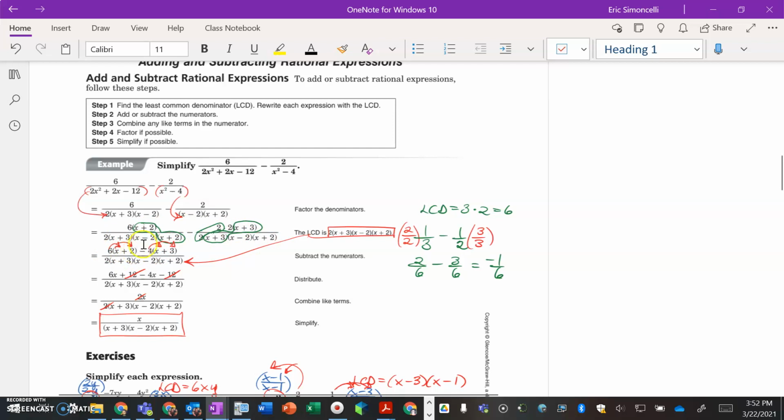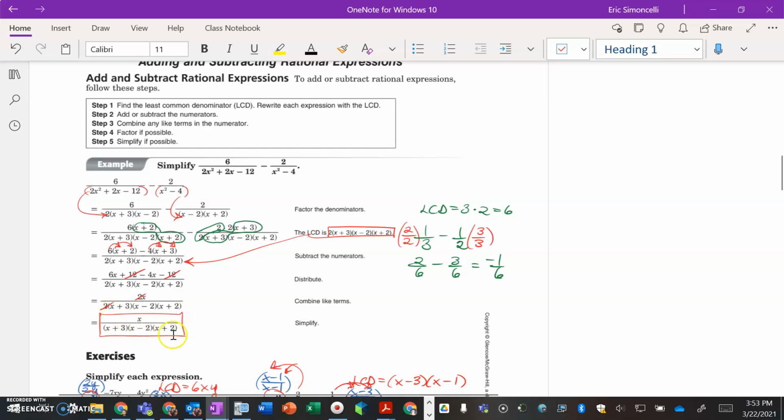I'm going to multiply 6 times the quantity x plus 2, and negative 2 times 2, the quantity x plus 3, which yields this, negative 4 parentheses x plus 3, distribute. And the next step, you're left with 6x plus 12 minus 4x minus 12. Nicely, the 12s cancel. The denominator is still that whole quantity as we see. Simply 6x minus 4x is 2x. Then the next step, the 2's nicely cancel. And what you're left then with is x over the quantity x plus 3, x minus 2, x plus 2.